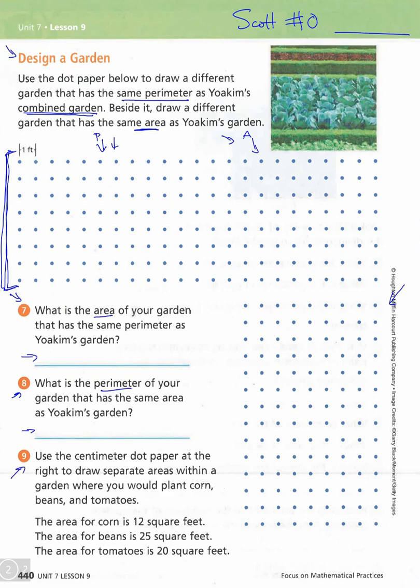Okay, so number 9, last question here. We're going to use this dot paper now. We're going to use this dot paper on the right to draw separate areas within a garden where you would plant corn, beans, and tomato. Okay, so we need 3 areas. We need an area for corn that is 12 square feet. We need another area for beans that is 25 square feet. And then we need a third area for tomatoes that is 20 square feet.